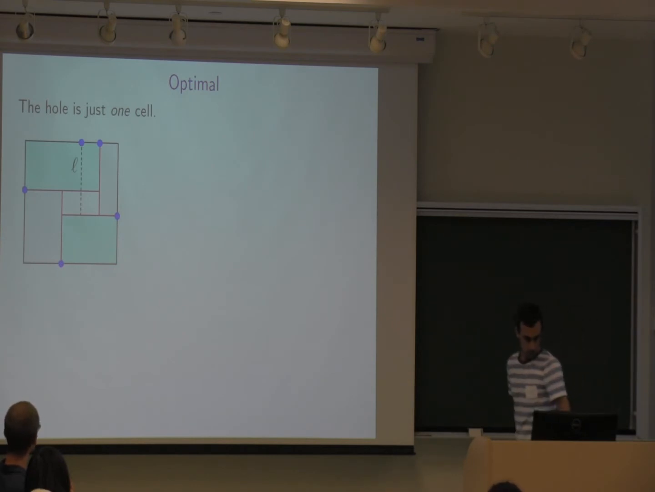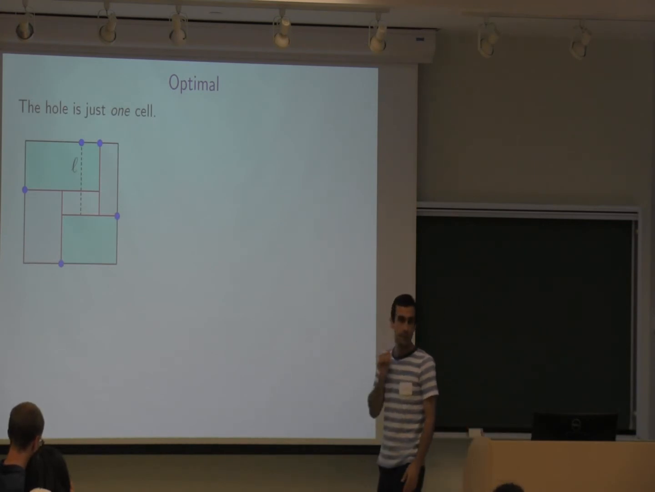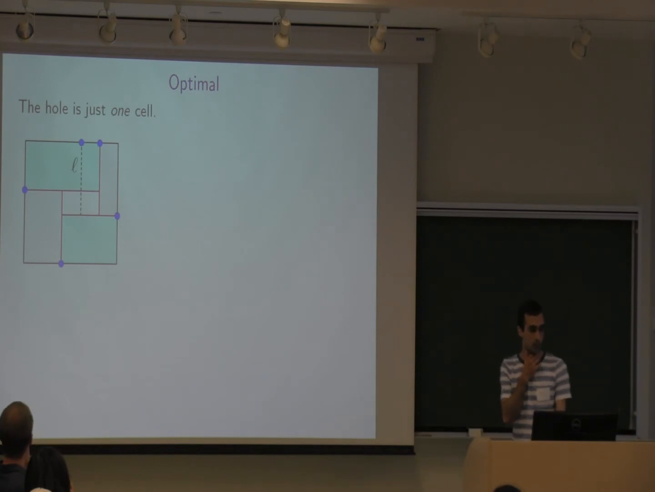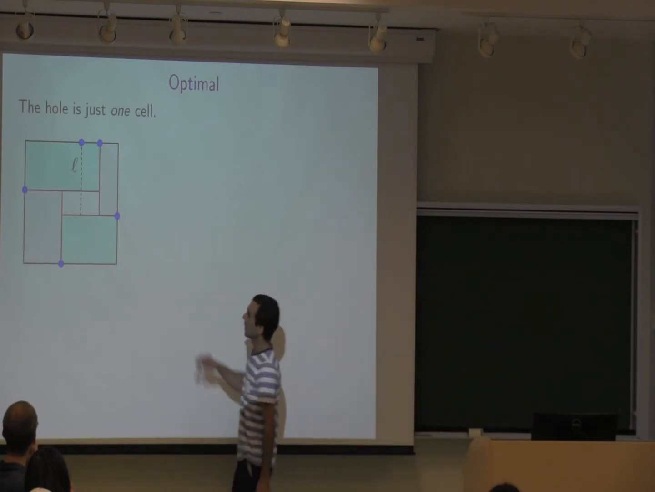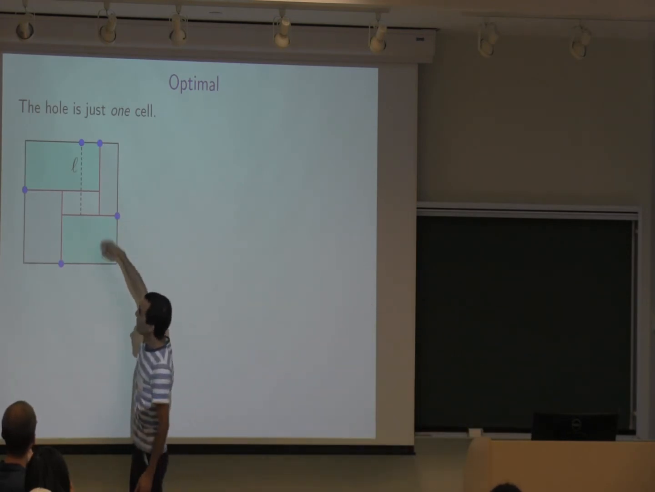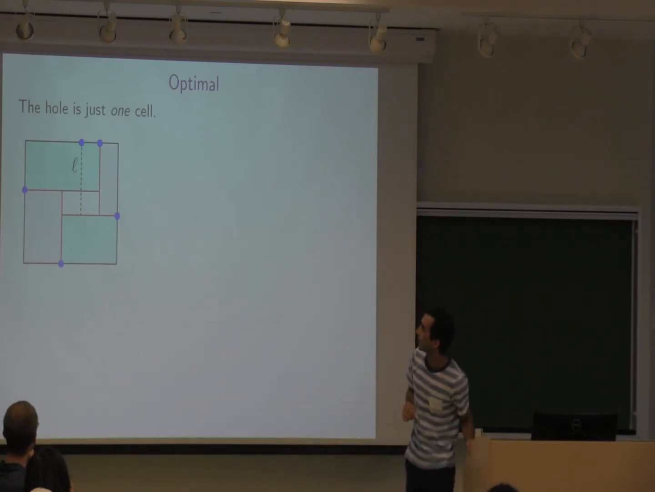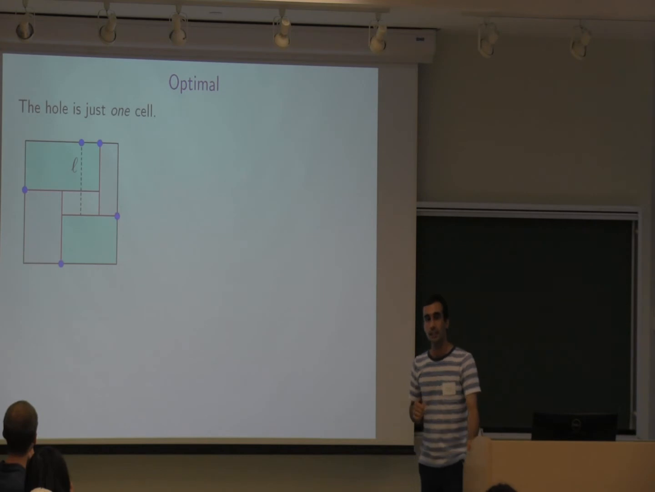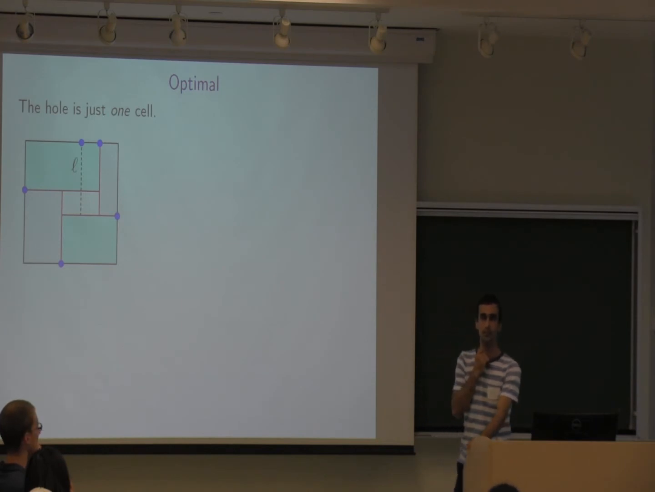So again, it's a proof by contradiction. If I have a hole in this case that is the union of more than one cell, then there must be some line from the grid that passes through the hole. So it's bisected by some line here, L. And because that's a grid line, we know that one of the endpoints of that line is on the boundary.